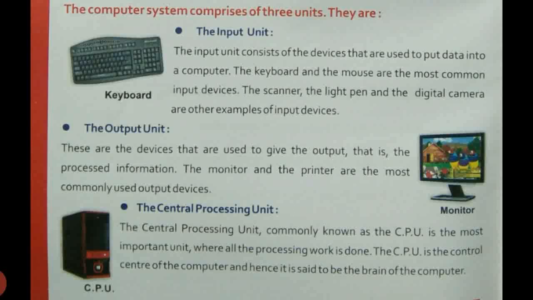The keyboard and the mouse are the most common input devices. The scanner, the light pen, and the digital camera are other examples of input devices. Second, the output unit. These are the devices that are used to give the output, that is, the processed information. The monitor and the printer are the most commonly used output devices.